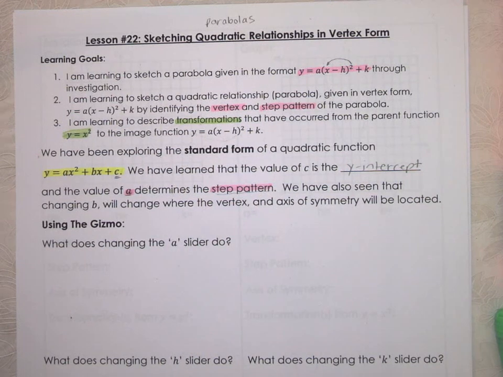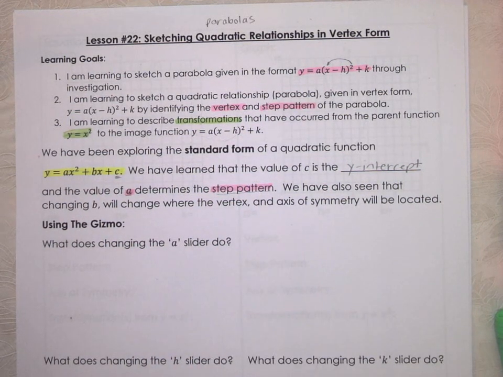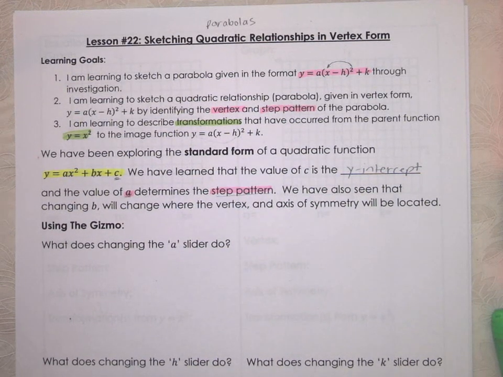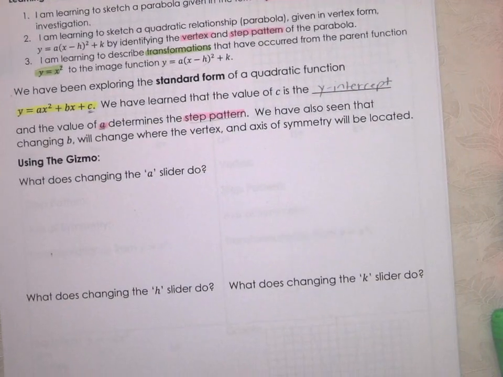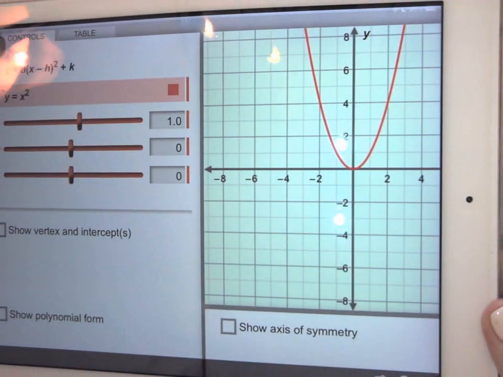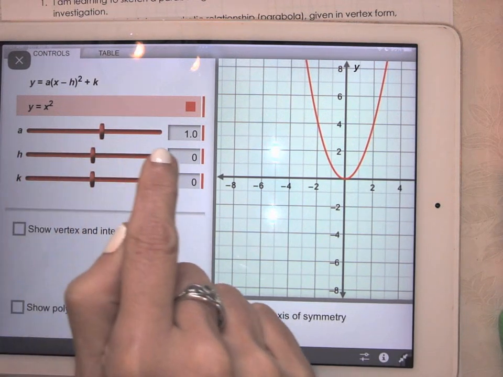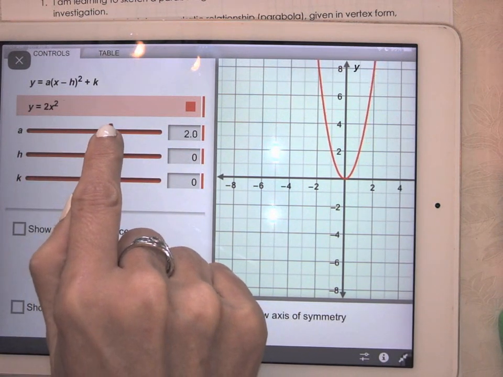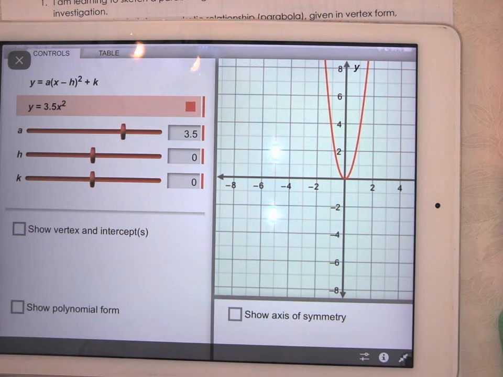And we've also seen that changing b in the standard form will change where the vertex and axis of symmetry will be located. So by using the gizmo, we're going to look and see what does changing the a slider do to the parabola. We have seen this a bit with our tables of values, but it's nice to see it here. So as a gets larger than 1, you can see that the parabola appears to get skinnier, but really what's happening is our step pattern.